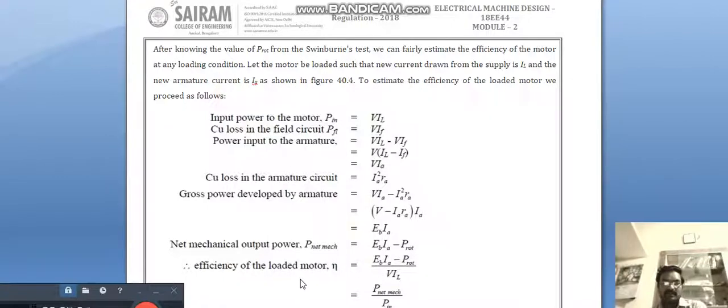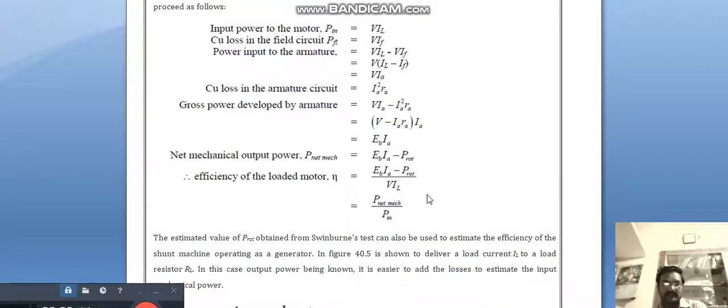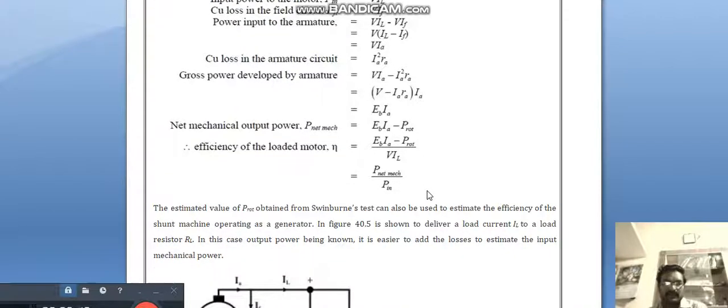The efficiency of the loaded motor is equal to output by input. Eb Ia minus P rotational is the net output, and V IL is the input. So efficiency is P net mech divided by P in. The estimated value of P rotational obtained from the Swinburne test can also be used to estimate the efficiency of the shunt machine operating as a generator.